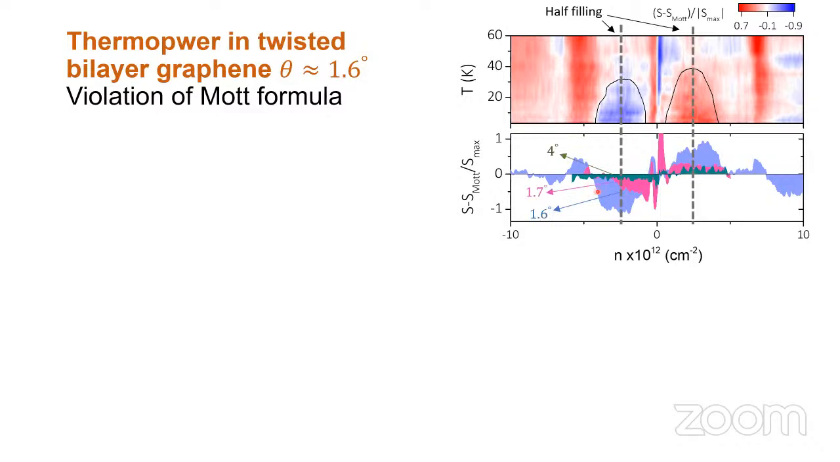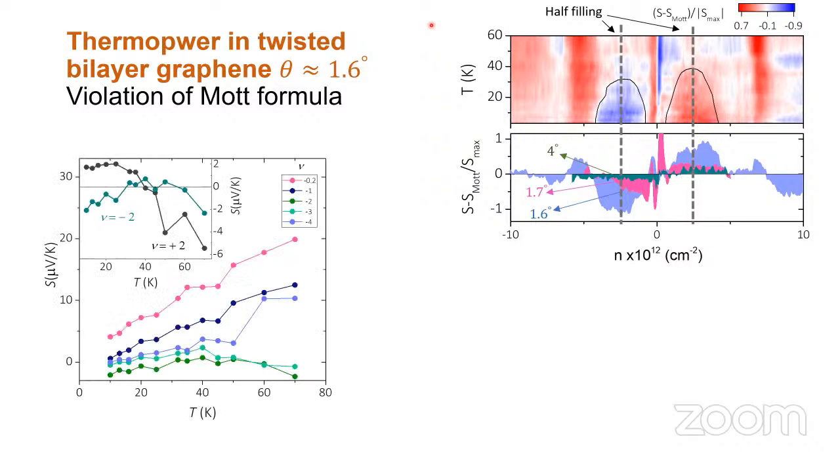And these are different angles. You can see at 1.6 and 1.7 degrees they are very similar, though 1.7 is already going down significantly. At 4 degrees, which is a significantly large misorientation, this excess thermal power essentially vanishes. Now, what's so interesting about this additional thermal power is its temperature dependence. Please take a look at this inset over here at minus and plus half filling.